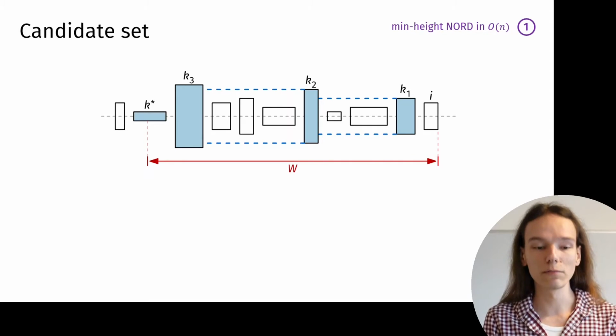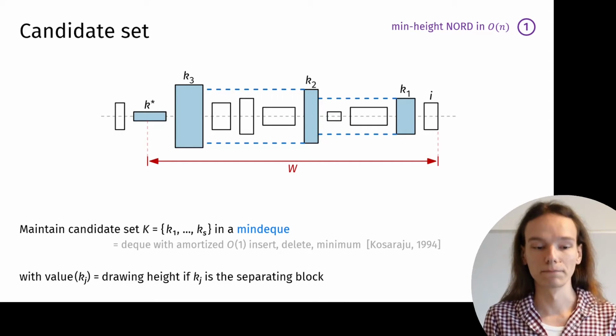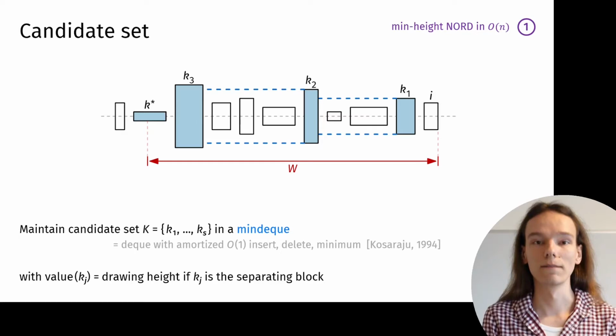And we're going to put these blue blocks into a MinDAG. The MinDAG is a data structure described in 1994 by Kosolobov, and it allows amortized constant time insert, delete, and minima in the DAG.